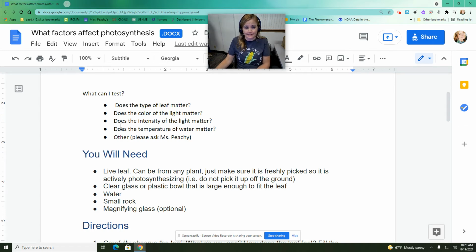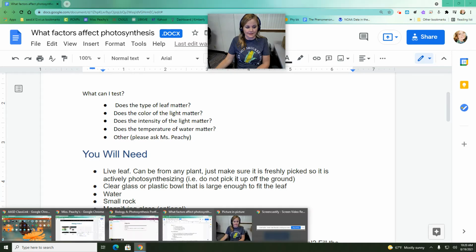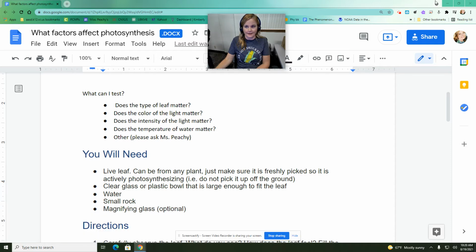Does the intensity of the light matter? Can I put my leaf in bright sunlight versus a shady area versus artificial light, maybe a lamp on a table? Can I have at least 3 different types of light sources and see if that makes a difference in the number of bubbles that I see?